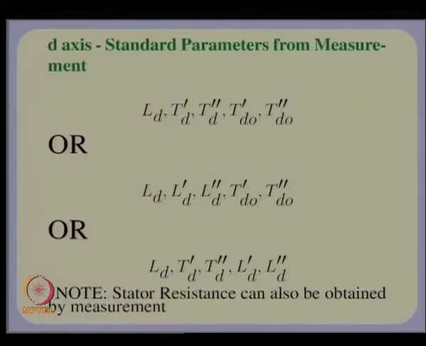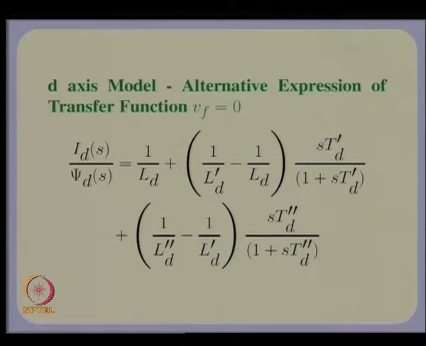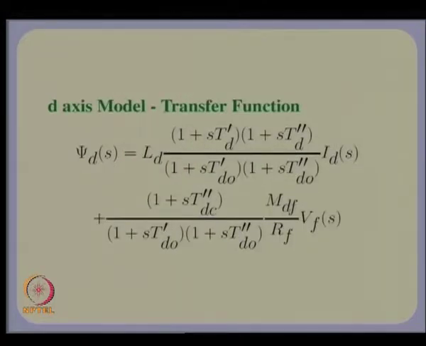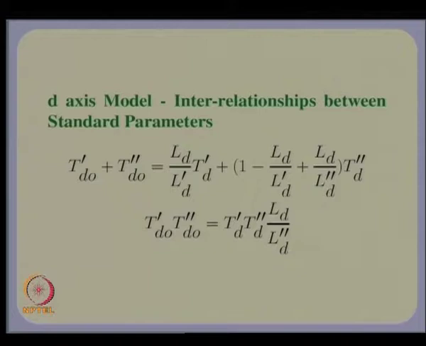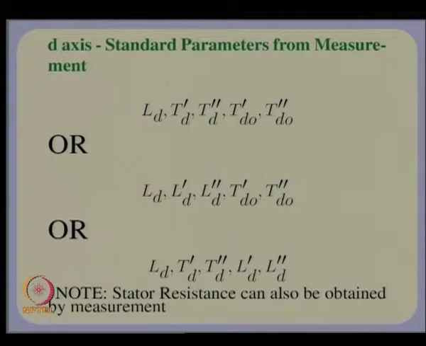What you need to do is of course equate this transfer function to the reciprocal of the first transfer function given in this equation. It is not very difficult to verify that this relationship holds. So, if you are given LD, TD dash, TD double dash, TD0 dash and TD0 double dash, you can in fact get the inductances LD dash and LD double dash. So, your standard parameters could be in any form, either the first set, the second set or the third set shown in this slide.